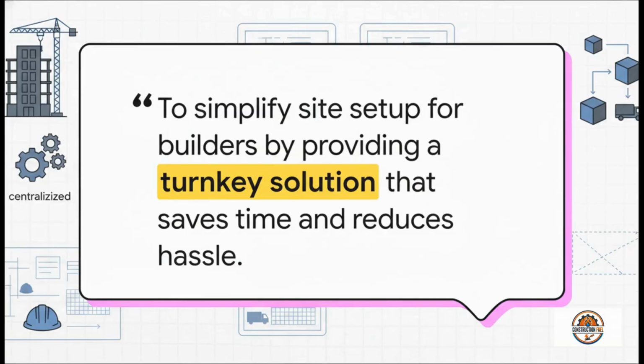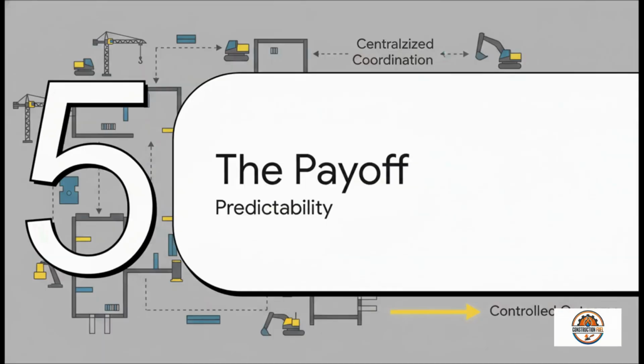And this quote really nails the whole idea behind it. When we say turnkey solution, what we really mean is getting rid of all that hassle, all that friction in the setup process. The goal is simple: let builders focus on building. All right, so what's the big payoff here? What do you actually get from all this? It comes down to one word: predictability. When you control the coordination from the very beginning, you have a way better chance of controlling the final outcome.